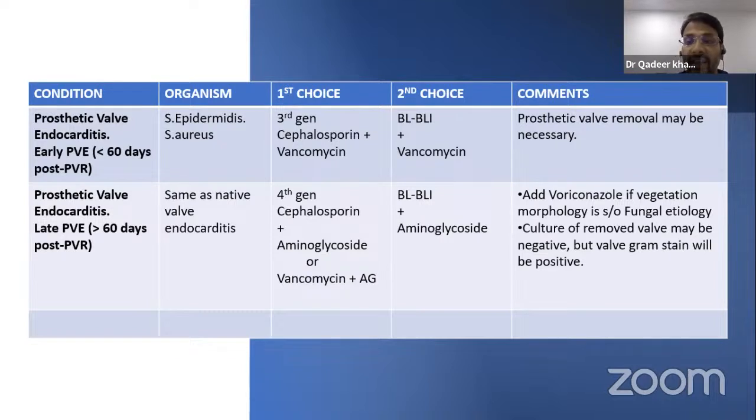And if the vegetations have a fungal etiology, we should also consider adding antifungal therapy. Cultures of the removed valve may be negative, but valve gram stain can be positive.